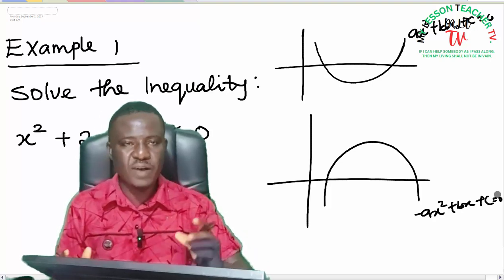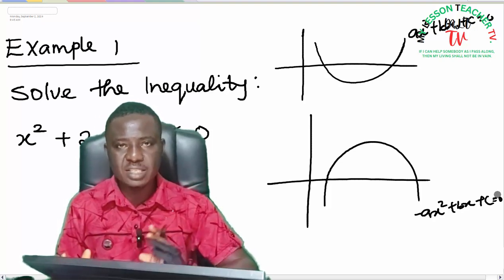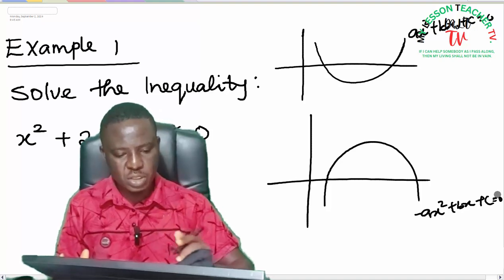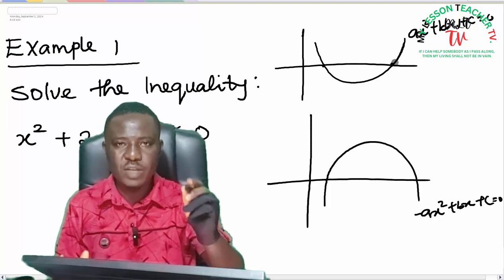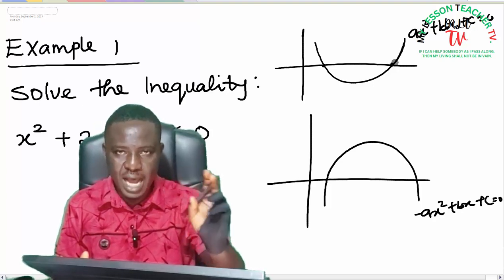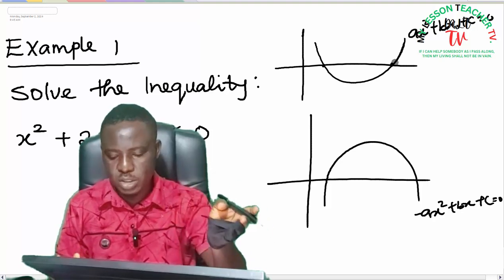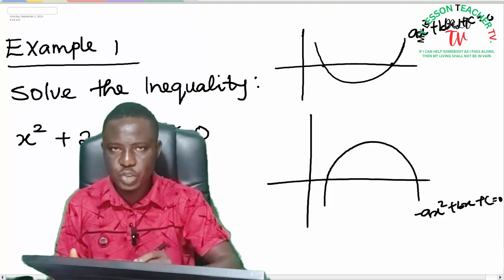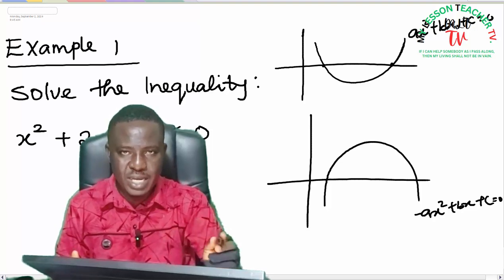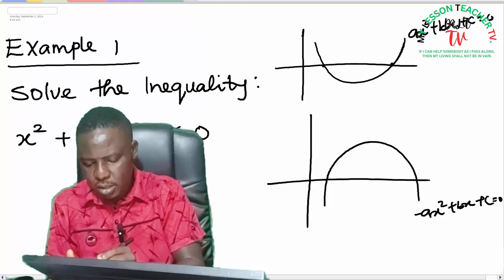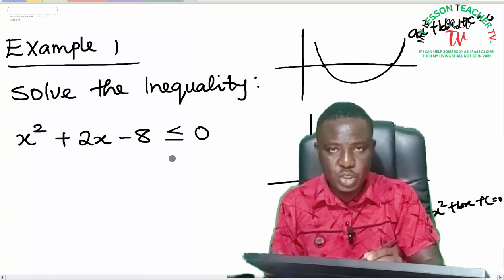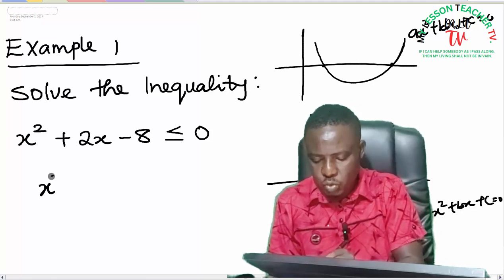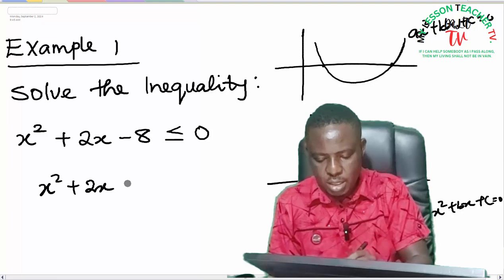So all we are going to do is to find the zeros of the inequality. Finding the zeros of the inequality entails that you get the intercept of the graph on the x-axis. So that gives us the zero of the inequality. By factorizing this quadratic expression, we shall get the zeros of the inequality. So let's do that. I'm going to equate the quadratic expression to 0. So this becomes x squared plus 2x minus 8 is equal to 0.